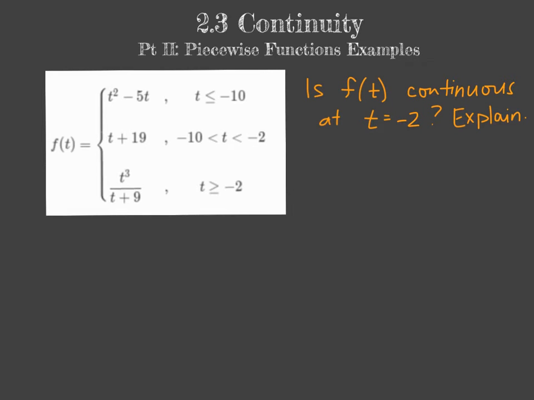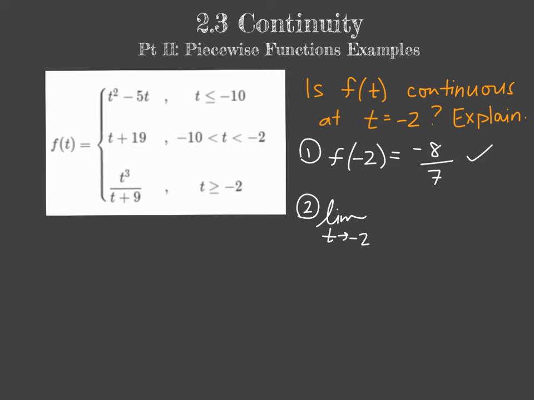If we want to see if f of t is continuous at t equals -2, the first thing on our continuity at a point checklist is finding the function value at that point. So f of -2, we would have to plug in down here because that is when our function can equal -2. If we cube -2, we'll get -8. And when we plug it in down here, we'll get 7, so -8/7.